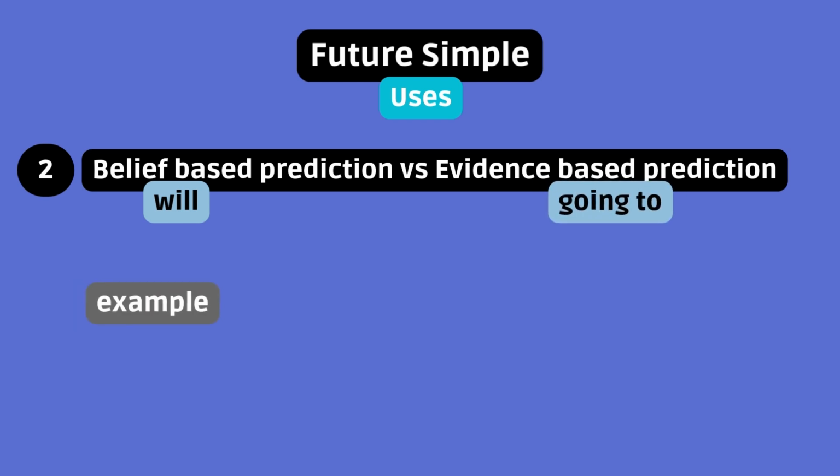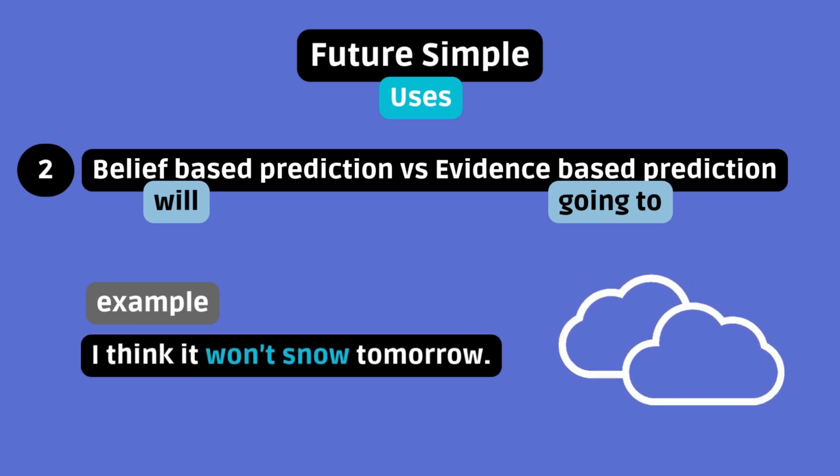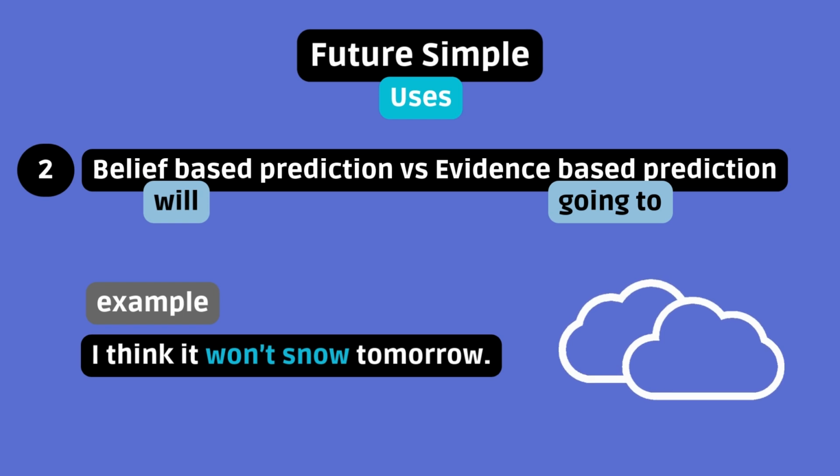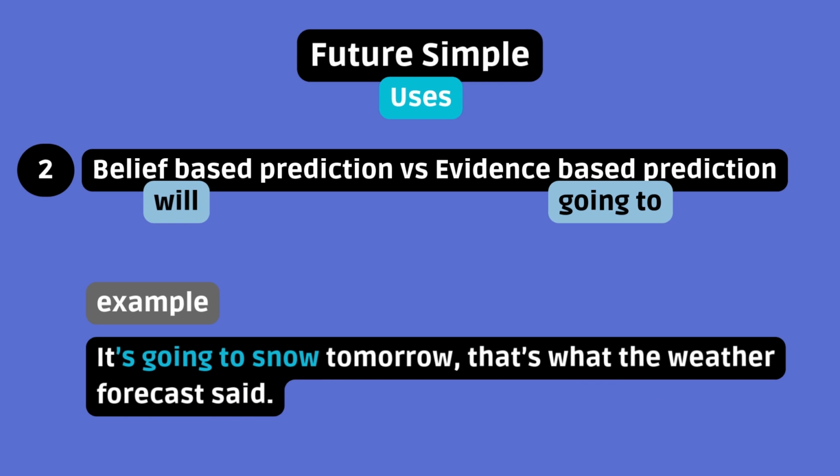Example: I think it won't snow tomorrow. The speaker believes it won't snow. Maybe it will, maybe it won't. No evidence to support such a claim. It's going to snow tomorrow. That's what the weather forecast said. The speaker's prediction is based more on evidence since the Weather Channel predicted it.